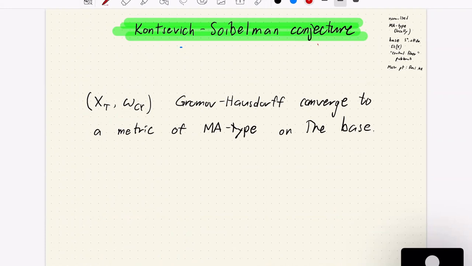So let me say just a few things about what these things mean here. So first of all, the base here. We start with something of complex dimension d, and the base is going to have real dimension d. And part of the conjecture is that at least in the general case, the base is going to be topologically a sphere.